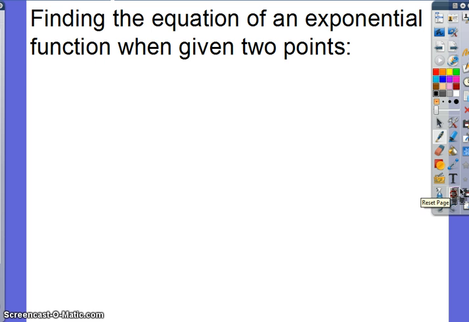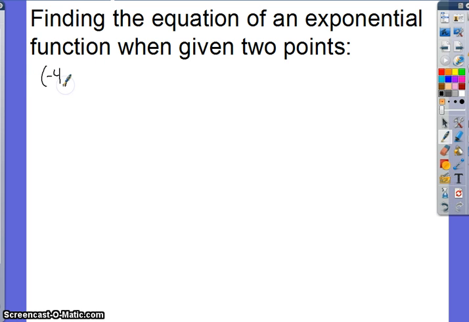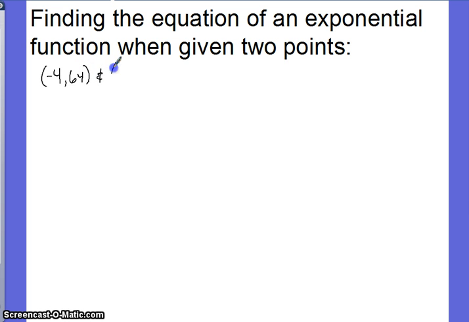Right? So my next 2 points are (-4, 64) and (2, 1). So I know that my exponential function goes through these 2 points. Now clearly we can see that going from (-4, 64) to (2, 1), this is a decreasing function. And so going back to what you know about exponentials, anything that's decreasing, we know our b value is going to be between 0 and 1.